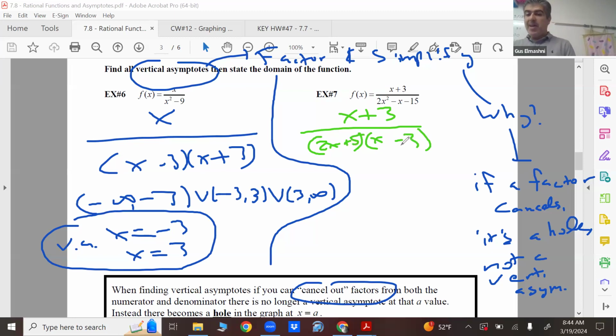Yeah, so it's going to cancel, but it's not. Yeah, because you have 2x plus 5x minus 2. I think that's correct. I did it by trial and error. If you have other techniques for factoring, totally fine. If you need help factoring, let me know.